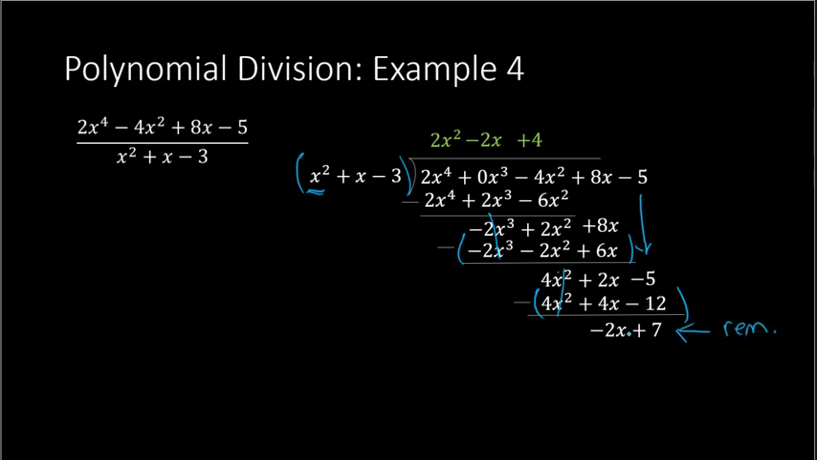And we write that as a fraction. So we write that over the x squared plus x minus 3. So your final answer, when you divide these two polynomials, is 2x squared minus 2x plus 4 plus negative 2x plus 7 over x squared plus x minus 3.